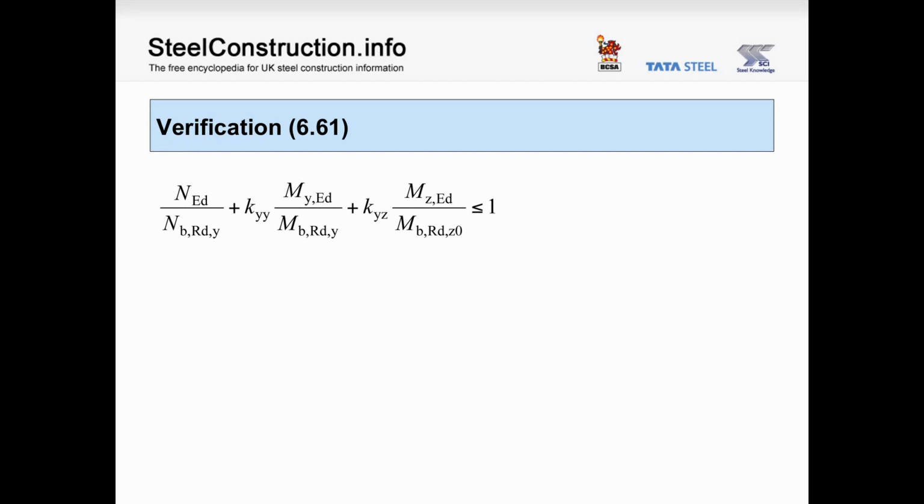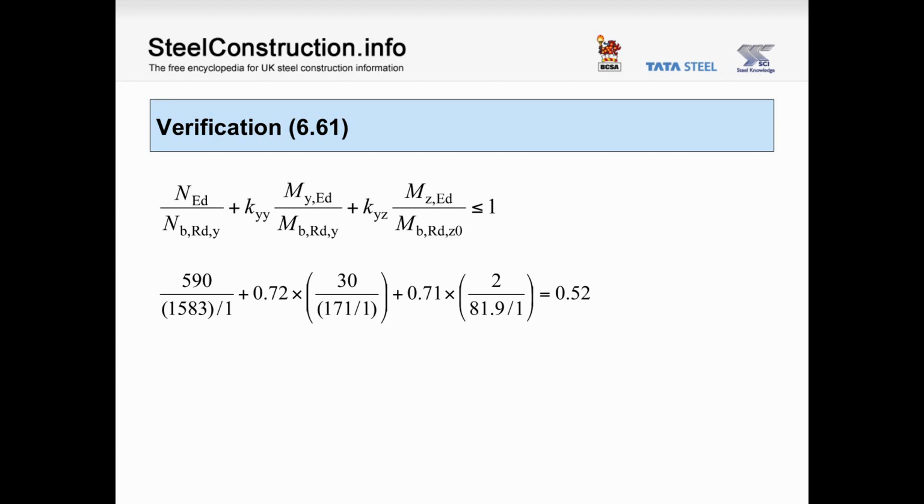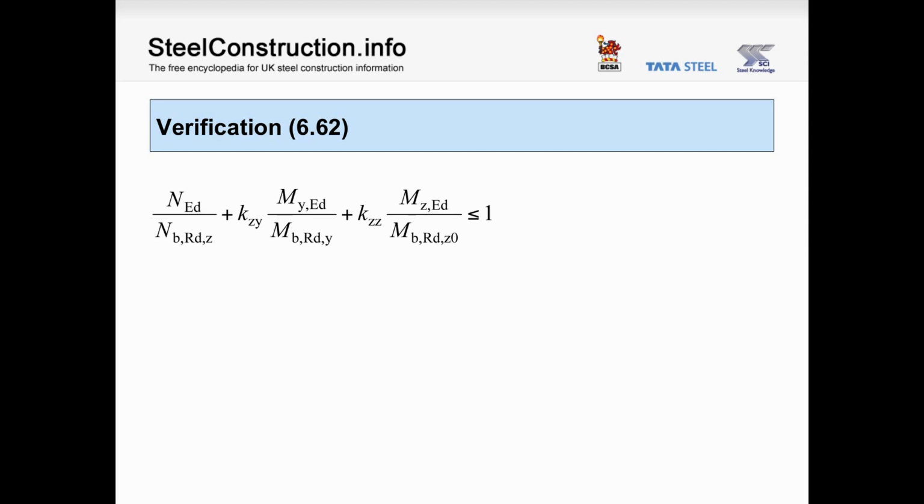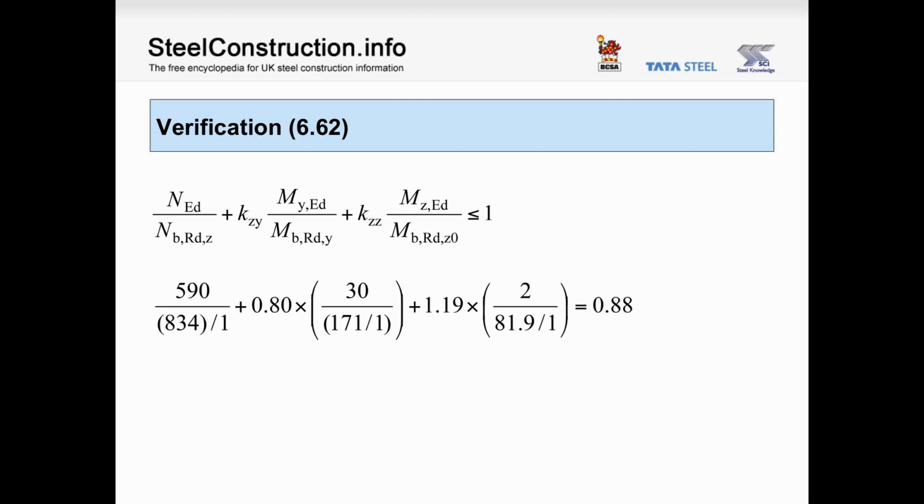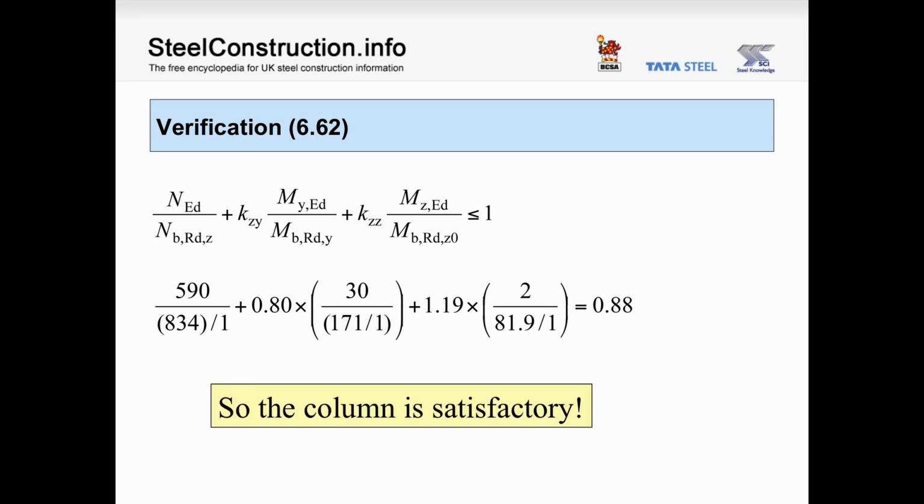Now, having established the various resistances and the interaction factors, we can verify this section using expression 661 and 662. Here is expression 661. We can substitute everything we know, and the utilisation is calculated to be 0.52. We can do the same thing for expression 662, and the utilisation is computed to be, in this case, 0.88. We would therefore conclude that the column is satisfactory because both of those utilisations are less than 1.